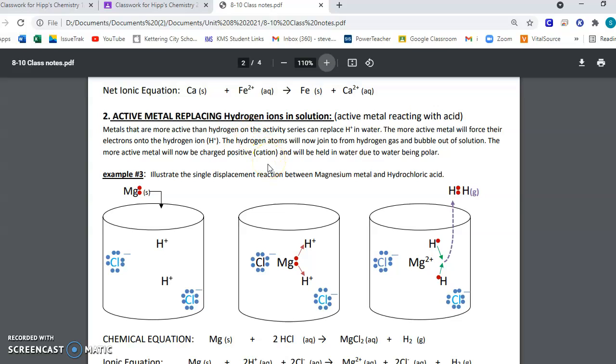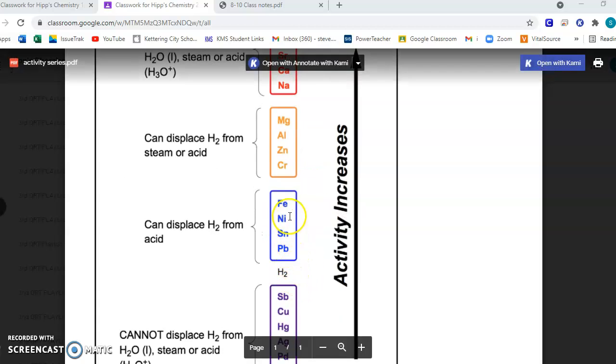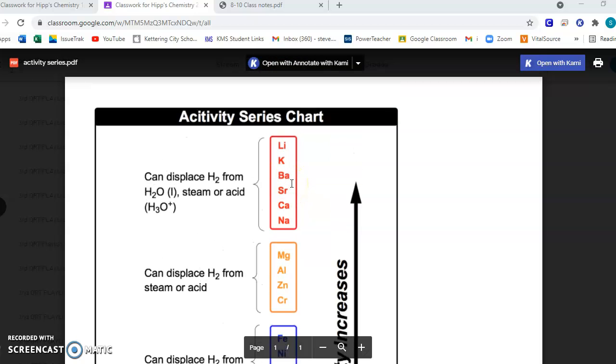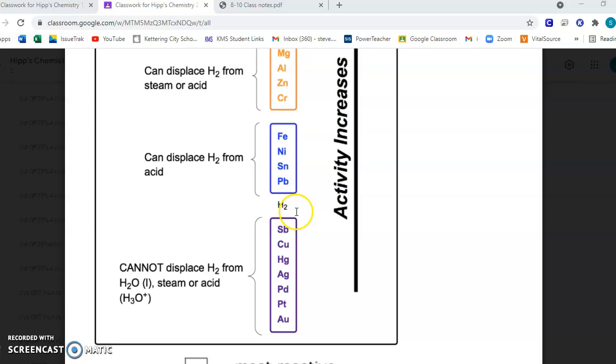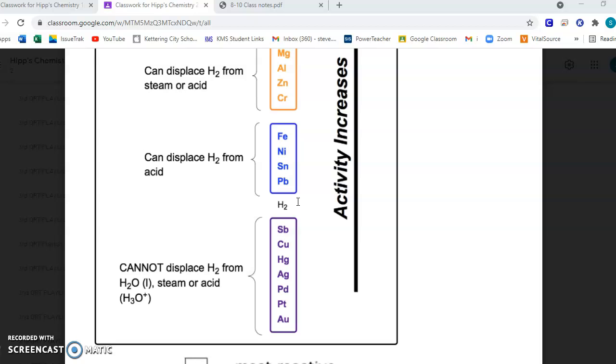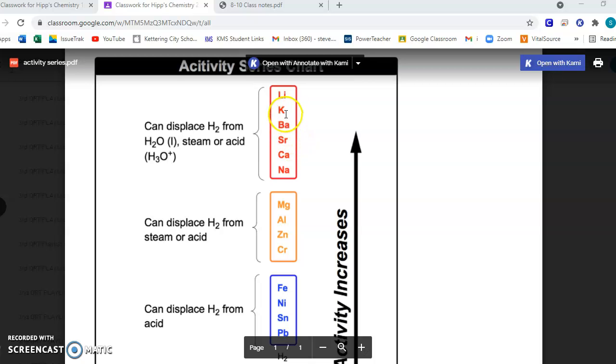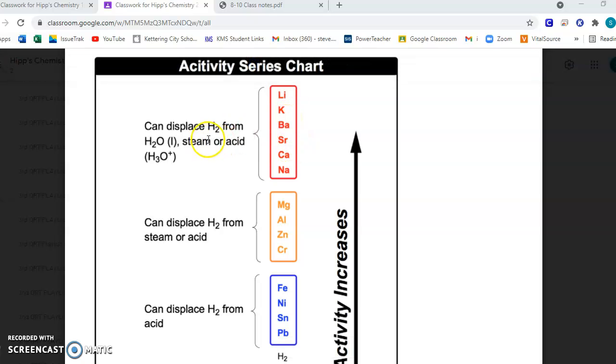Let's see how this actually looks on our activity series chart. So right here, we have hydrogen on our activity series. Any of the metals above the hydrogen ion can force the hydrogen ion to take electrons. Now, these metals up here, in this group right here, can not only force out the hydrogen ion, but they can actually force hydrogen out of solution on a water molecule. So they can actually replace hydrogen on a water molecule.